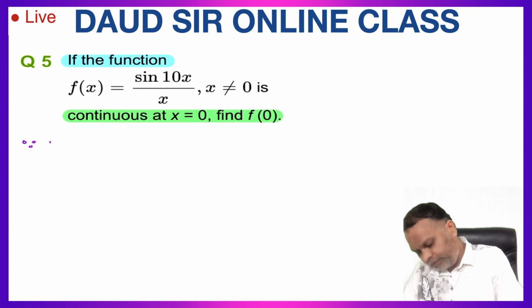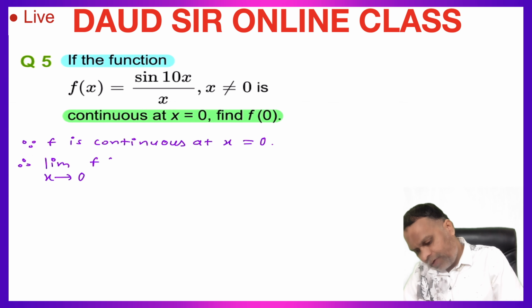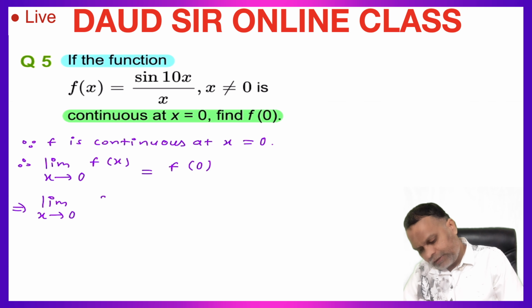Since f is continuous at x is equal to 0, therefore limit x tends to 0, f of x is equal to f of 0. Limit x tends to 0, sine 10x upon x is equal to f of 0.